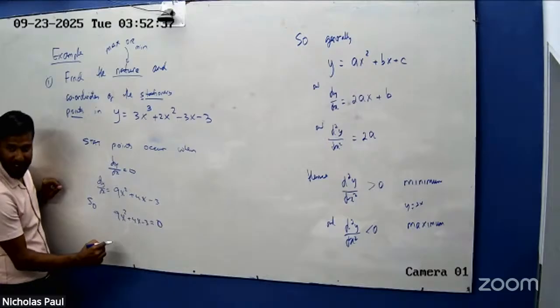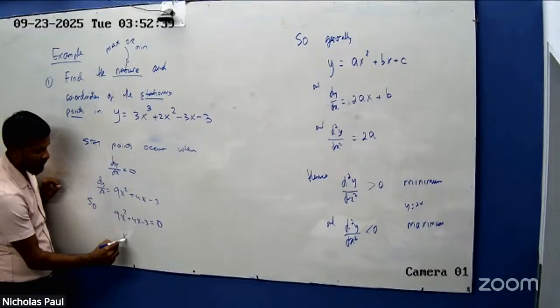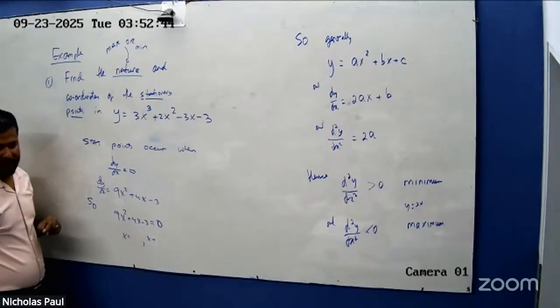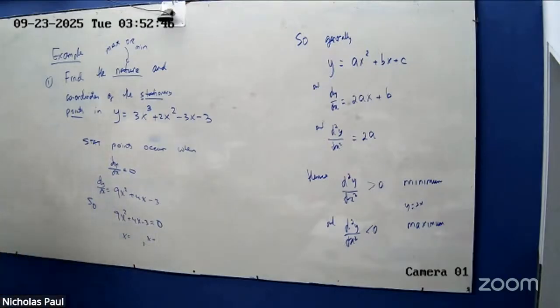Come on, take any calculator now. Anybody? Fast? No need to use the long formulas, just put it in the calculator, tell me what you get. 9, 4, minus 3.